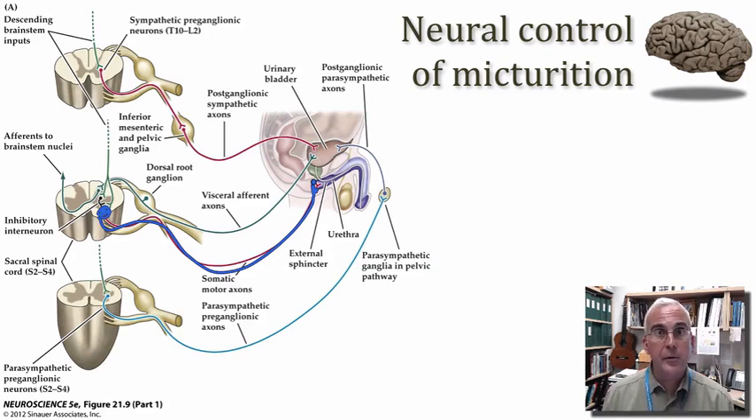So in order to actually void the bladder, one needs to coordinate not just the parasympathetic outflow to the bladder wall, but also the somatic motor outflow to this external sphincter muscle. Okay, so let's see how all of this works. Let's consider first the context of bladder filling.